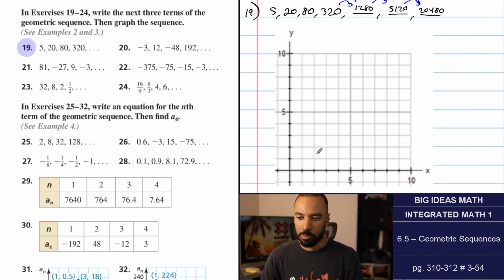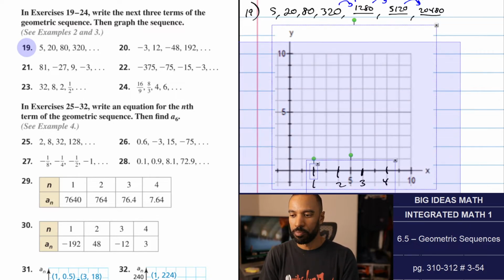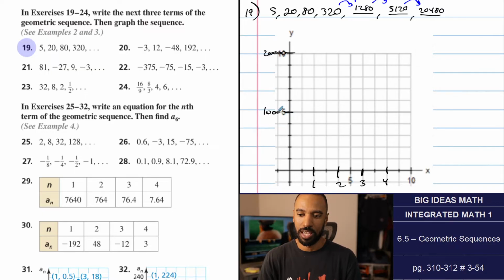Well, if they're 4 terms each, right? So let's do 1, 2, 3, and 4 like that. So keep that for all the problems that we do. And then we will look at these scales here. We have to go to 20,000 up here. 20,000, and this is 10,000, etc. So in between is 5,000, things like that.